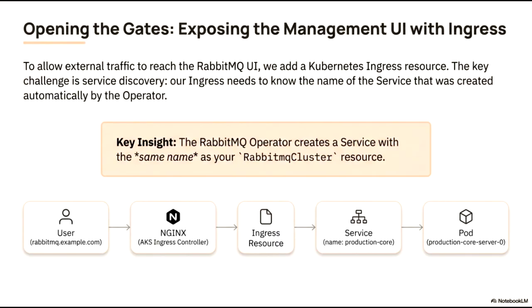As shown in the traffic flow, a user accessing rabbitmq.example.com is first handled by the Nginx ingress controller. Based on the rules defined in our ingress resource, the traffic is routed to the Production Core service. Finally, the service directs the request to the backend pod, in this case, Production Core Server 0. This consistent naming strategy simplifies the integration between your ingress and the automatically managed RabbitMQ components.